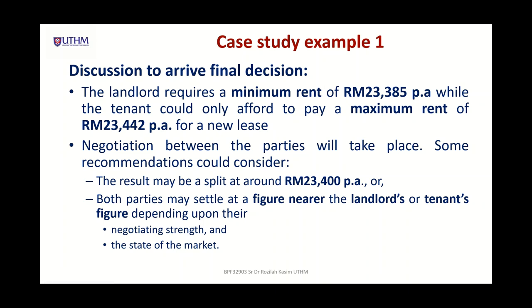Okay, the conclusion from this working answer, the calculation can derive to the final decisions. The first that we need to consider for our discussion is that the landlord requires a minimum rent of RM23,300 per annum. This is a minimum. Lower than this rate, the landlord cannot accept. And then the tenant is only willing to pay a maximum rent of about 23,400. This is the ceiling amount, the maximum that the tenant is willing to pay.